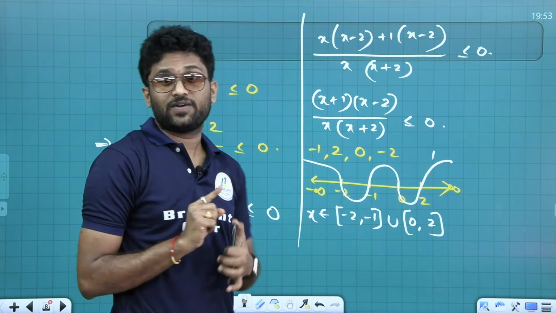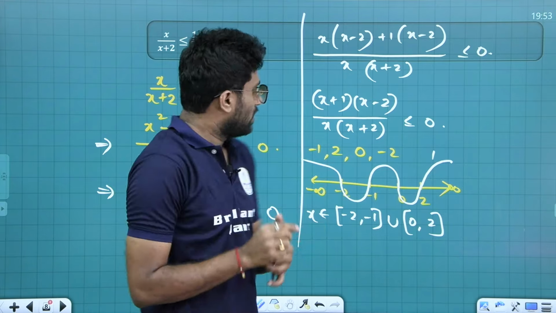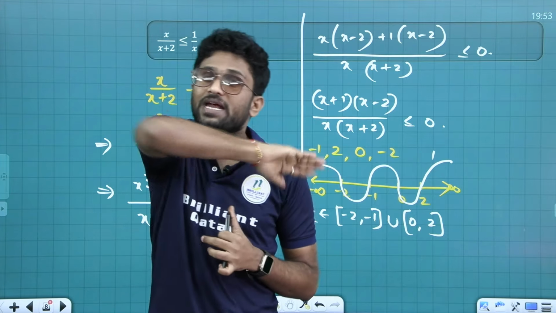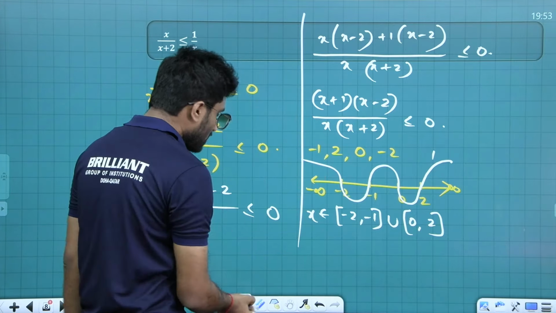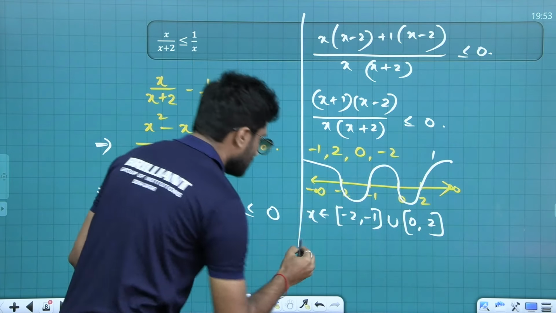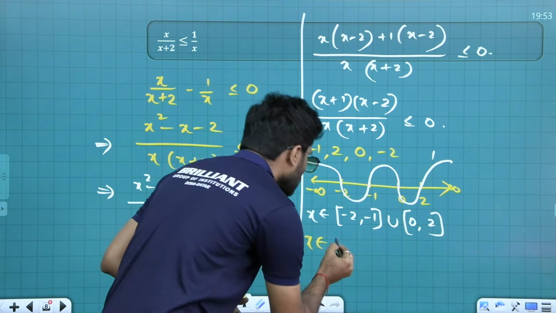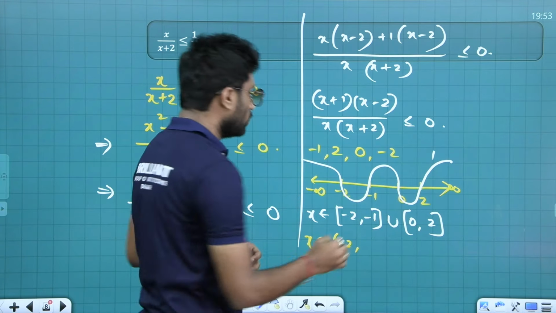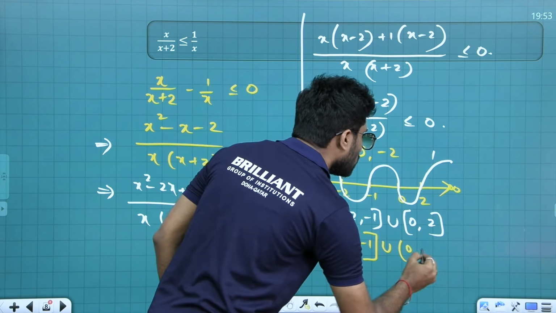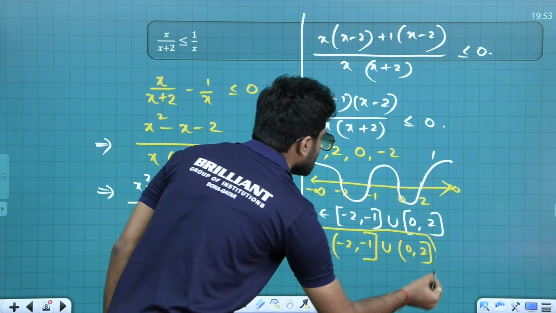But this is not going to be the final answer. You know why? As I already said, we have 2 poles here, 0 and minus 2. If these 2 poles are going to be involved in the solution, then we are going to eliminate them completely from the final solution. That means from the final solution, make sure that you eliminate this 0 and minus 2. So wherever we have them associated with the closed brackets, just keep open brackets. So x belongs to open minus 2 to closed minus 1 union open 0 to closed 2. That's it. This is going to be the final solution of this given inequality.